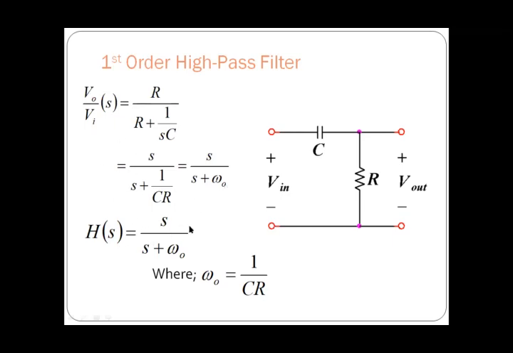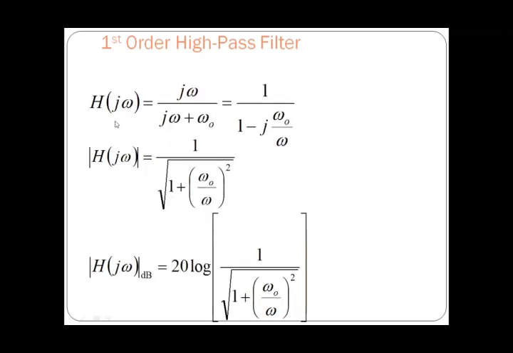So finally, the transfer function H of j omega is equal to j omega divided by j omega plus omega naught. In the place of s, we know that s is equal to j omega, so we replace s with j omega. So j omega by j omega plus omega naught. We can write this equation as 1 by 1 minus j into omega naught by omega.